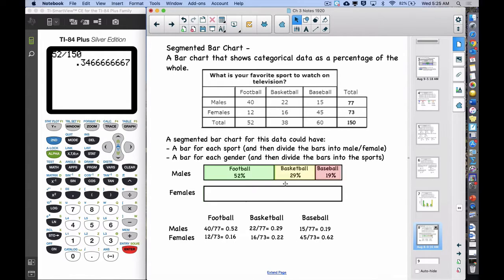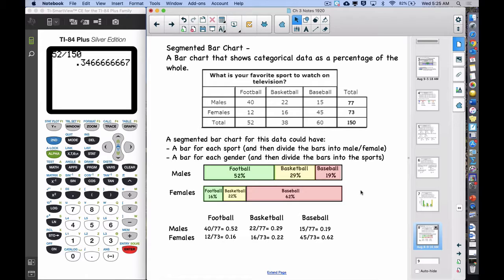For the male bar, it might look something like this. Now I'm doing it with color because it's easier on computer. You can do it just by labeling. You can do it by shading if you want. The only thing I would say is when you go to label the other bar, do it in the same order so that you have football lined up above football, basketball in the middle, and then baseball on the right. It just helps to compare a little bit.